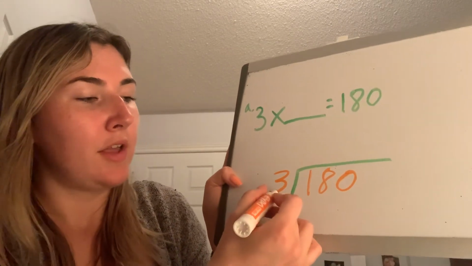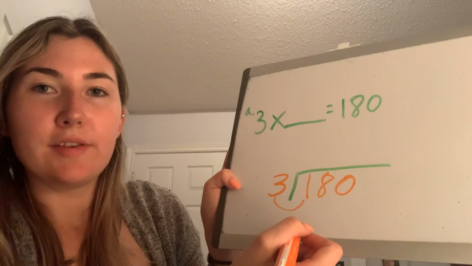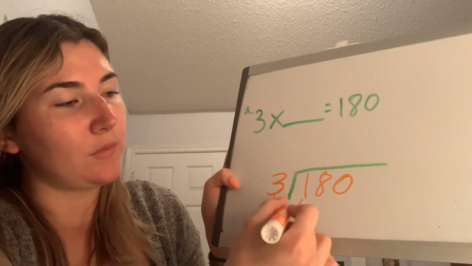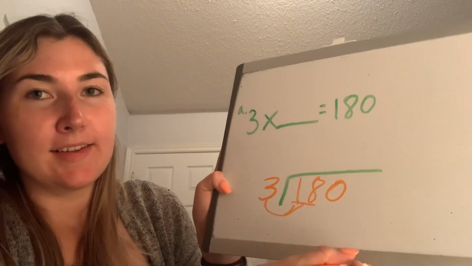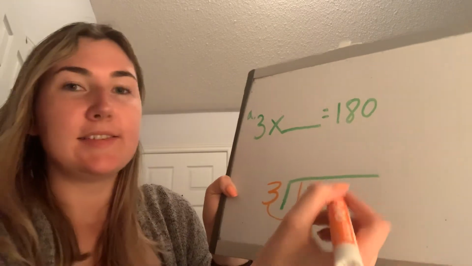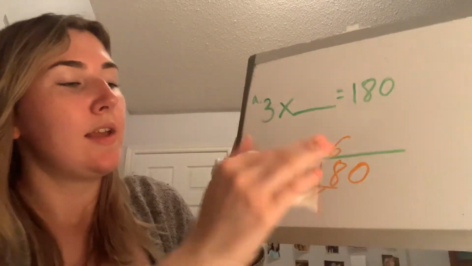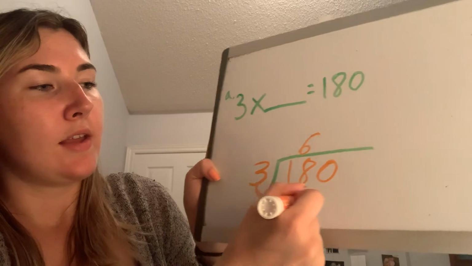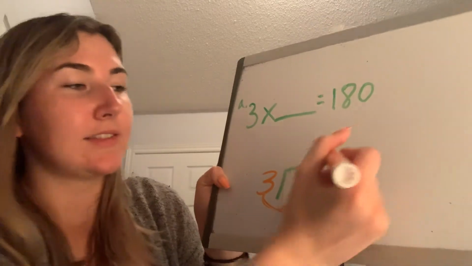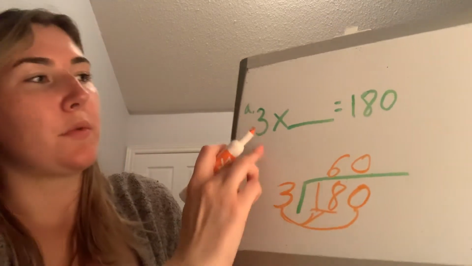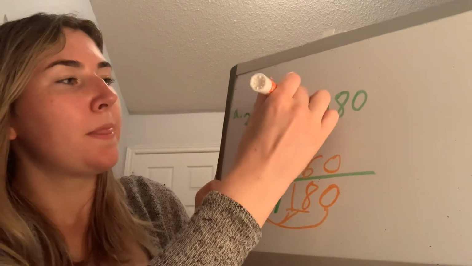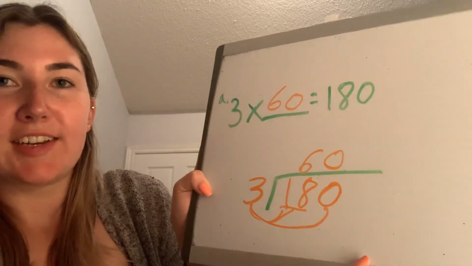So we look, can 3 go into 1? No. So 3 go into 18? Yes, it can go into 18 6 times. Next we have 3 into 0, and that's 0 times. So we know 3 times 60 will give us 180. So let's do one more together, and then we are all finished.